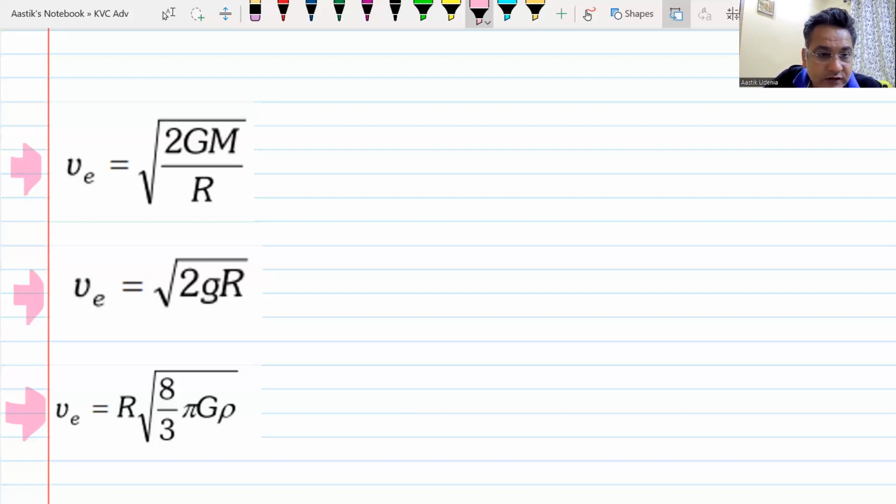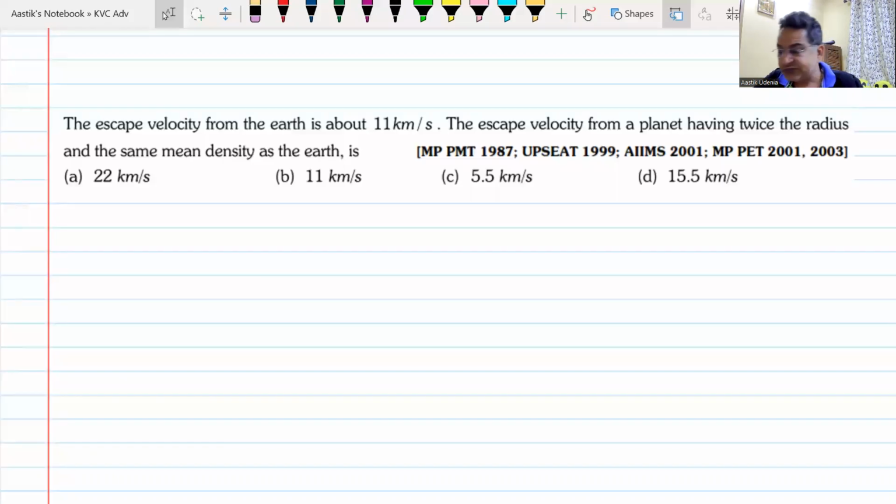Okay, let me find this one. Just to make you understand, the question can come in any way. So this is the question. The escape velocity from Earth is about 11 kilometers per second. The escape velocity from a planet of twice the radius and the same mean density will be how much? Question number 1. So you just have to remember.